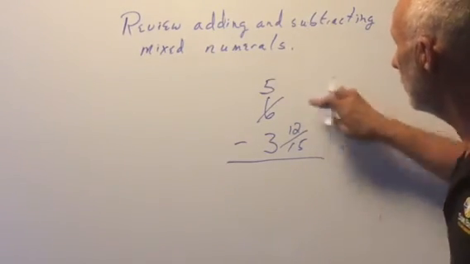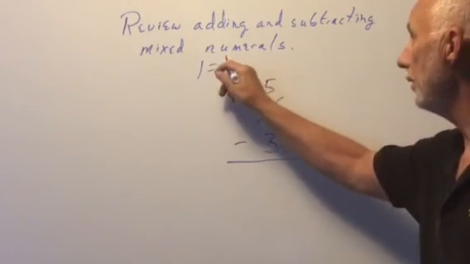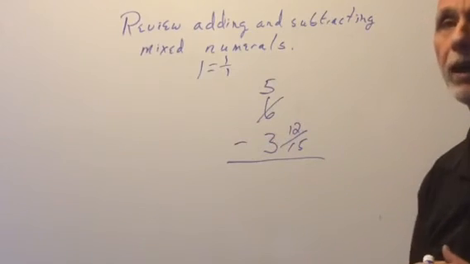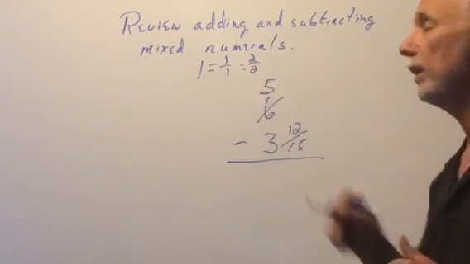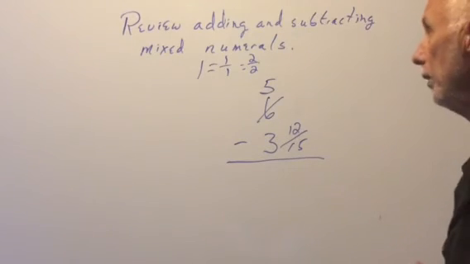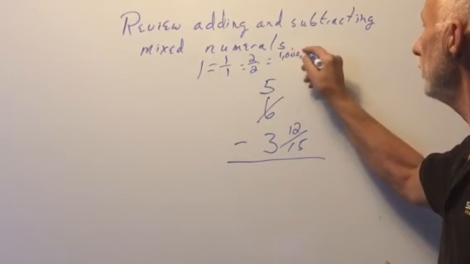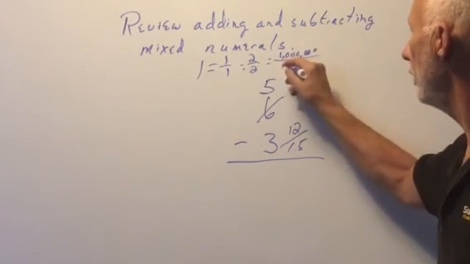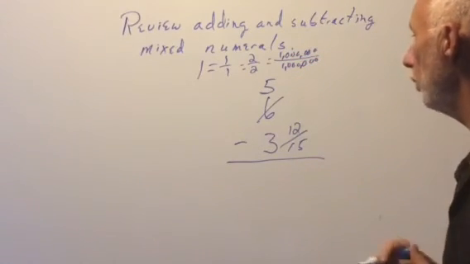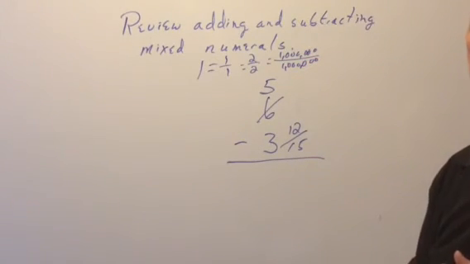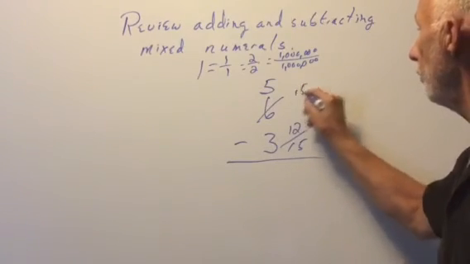So what I need to do is write the whole number 1 as a fraction. By the way, I could write it as 1 over 1, because 1 divided by 1 equals 1. I could write it as 2 over 2, because 2 divided by 2 equals 1. I could write it as 1,000,000 over 1,000,000, because 1,000,000 divided by 1,000,000 equals 1. But I don't want it to be 1 over 1 or 2 over 2, and I definitely don't want it to be 1,000,000 over 1,000,000. I want it to be 15 over 15.